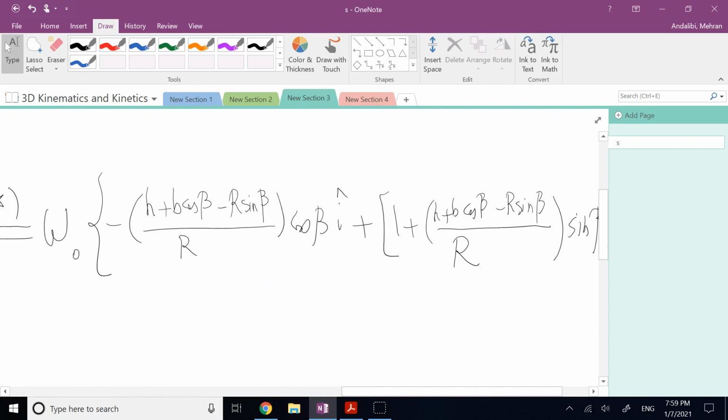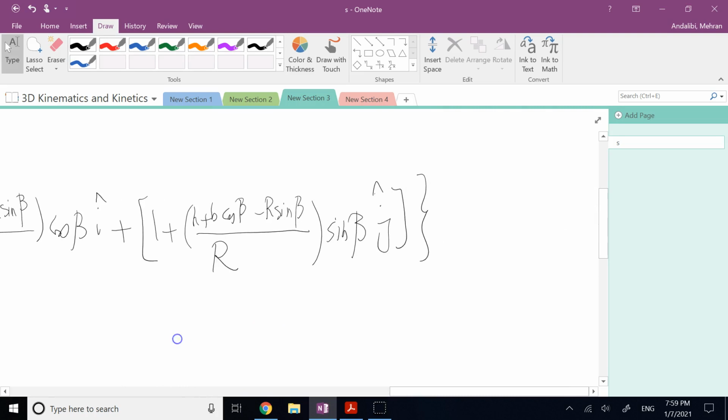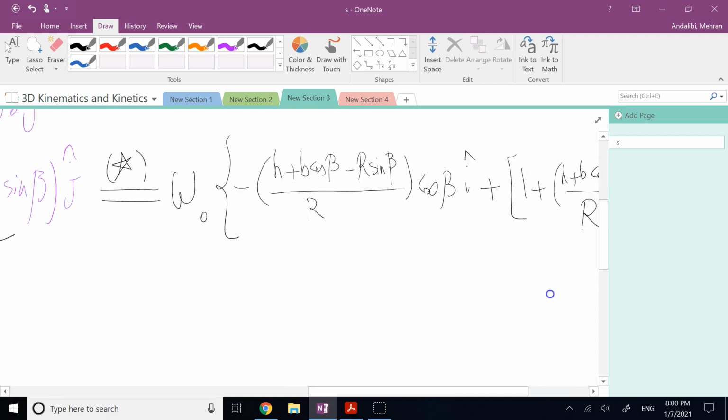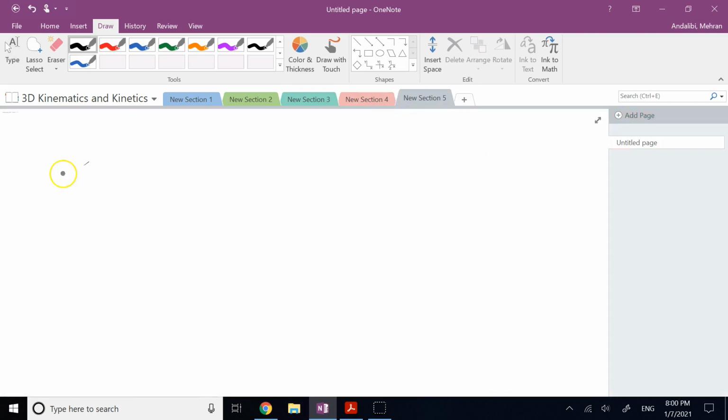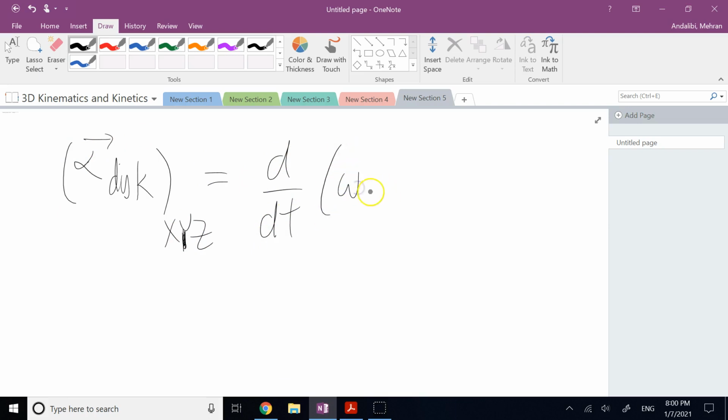So you see, although the problem looks very simple, the geometry is not super complicated and the rotation is a simple omega naught, the omega of the disk with respect to ground is a little bit more complicated in terms of the geometry. Okay, so that's omega of the disk with respect to the ground that we found. Now the problem is asking about alpha of the disk with respect to the frame XYZ, and this is d over dt of omega of the disk with respect to the frame XYZ.